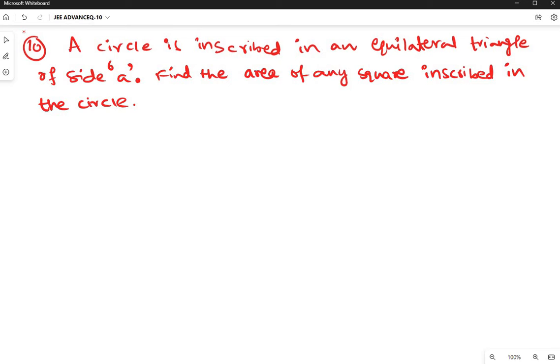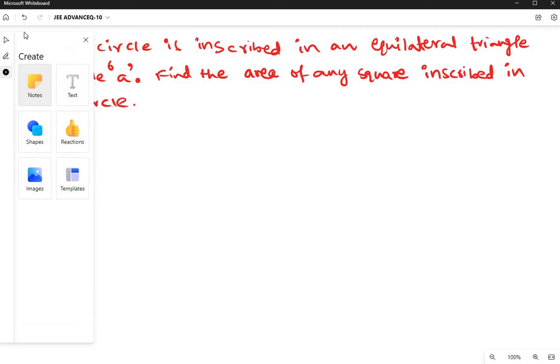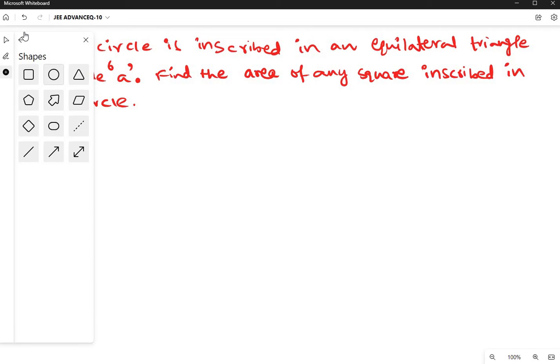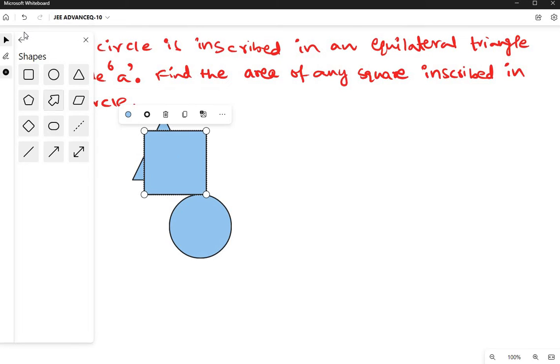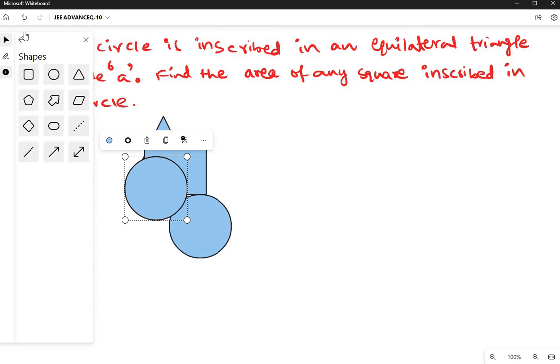Okay, this is the solution, as follows. Before that, we have to draw the shapes: a circle as well as a triangle, next a square, and next again a circle. There are two circles, one triangle and one square.